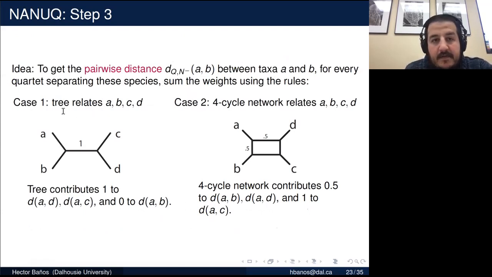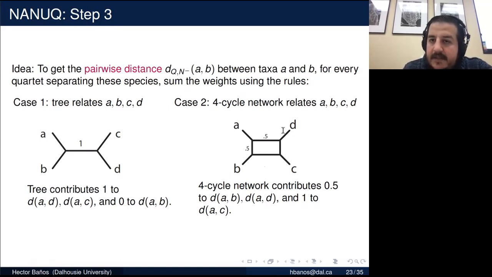Phi is just as follows. If you have, for example, a tree relating A, B, C, and D, then this tree will contribute 1 to the distance between A and C and between A and D because they are apart, or it contributes 0, for example, to the distance between A and B because they are a cherry.